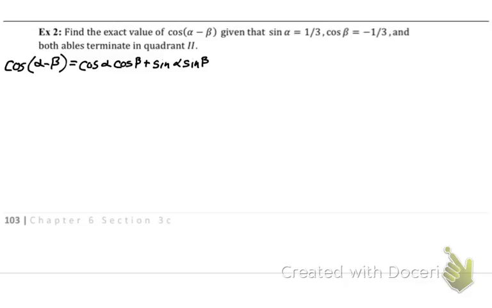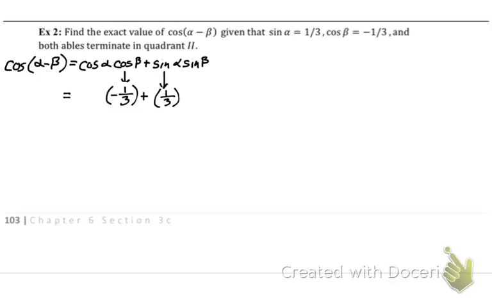Now I start reading, and it says my sine alpha is 1/3. My cosine beta is negative 1/3. So I'm going to start filling in the information that I know. I do not know my cosine alpha, but I know my cosine beta. My cosine beta is negative 1/3. Plus, I know my sine alpha. My sine alpha is going to be 1/3. I'm going to make that a little bigger. I have space.